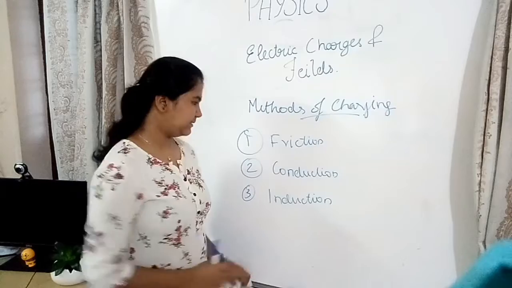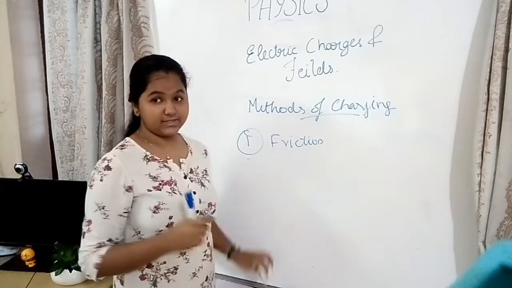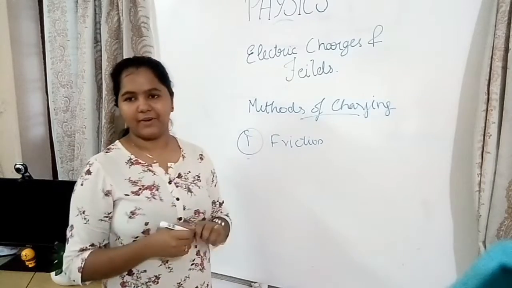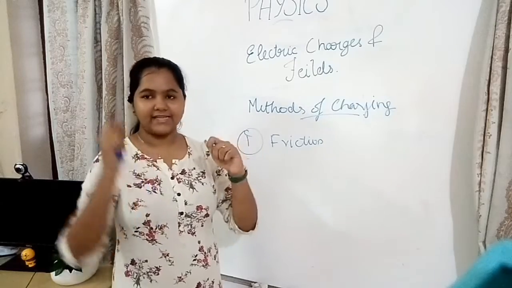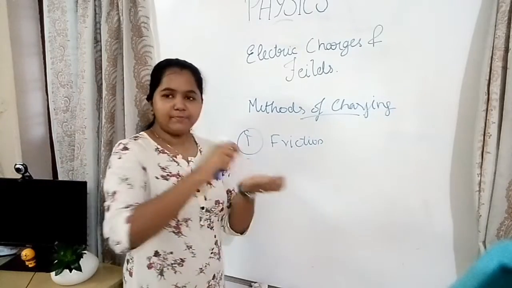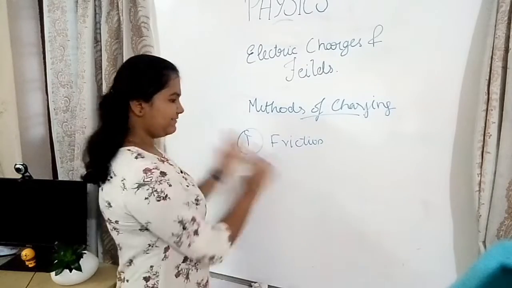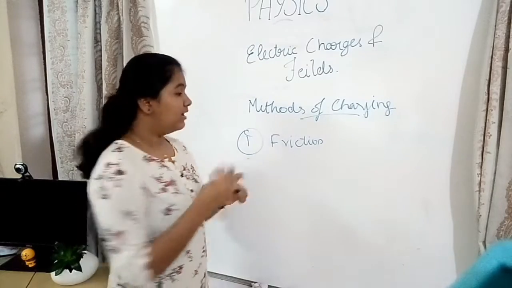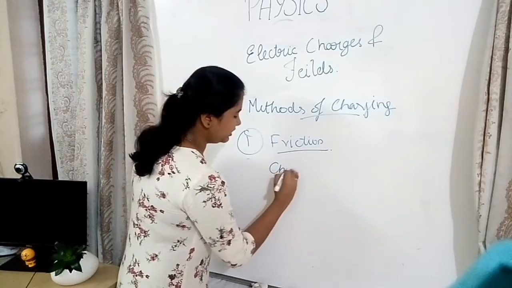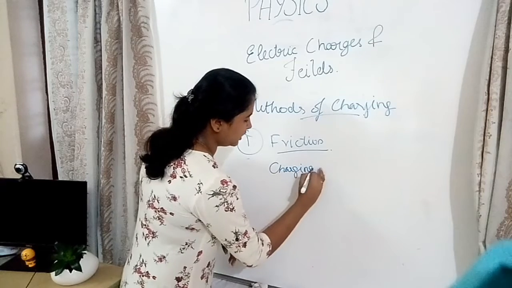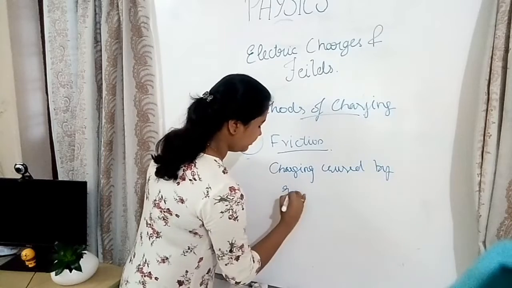So first we discuss charging by friction. It's a very common one. We all know examples of friction. We have all taken a scale, rubbed it in our hair, and then picked up bits of paper, and that scale attracts them. That's the same as frictional charging. So first point is charging caused by rubbing.